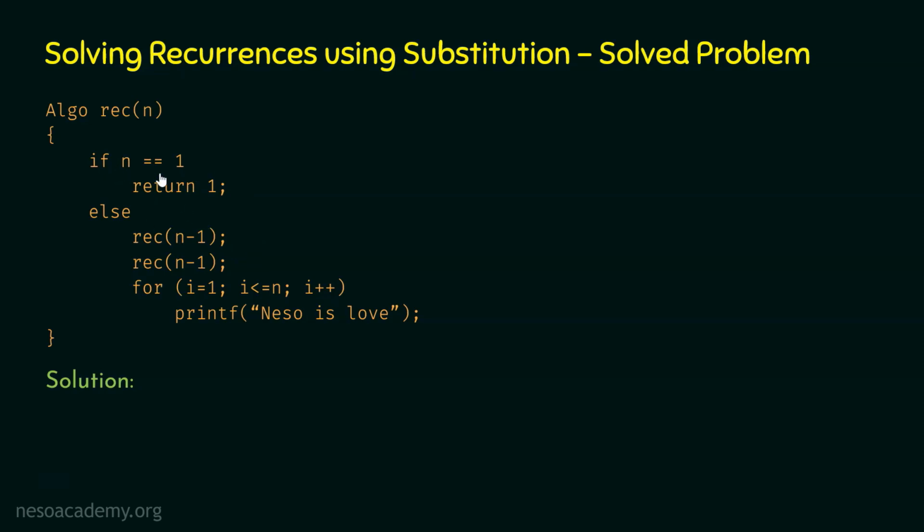If n is equal to 1, then the base case will be executed. Clearly in this case, T(n) is equal to 1 because the time required to execute the base case is constant, and we are assuming the constant is 1. And if n is greater than 1, then the else block will be executed. This means the recursive case will be executed.